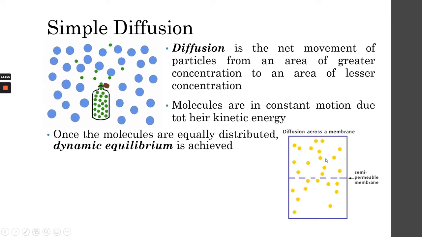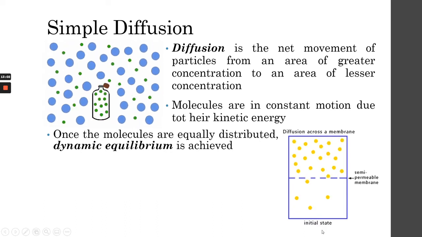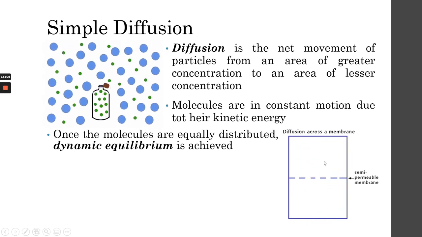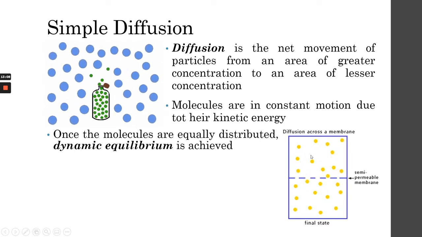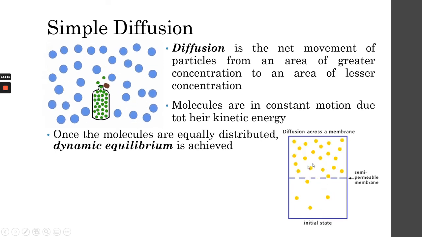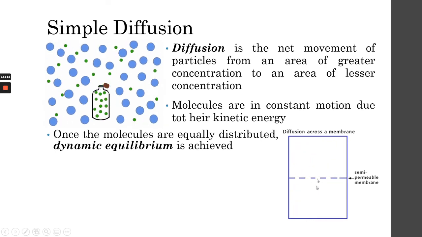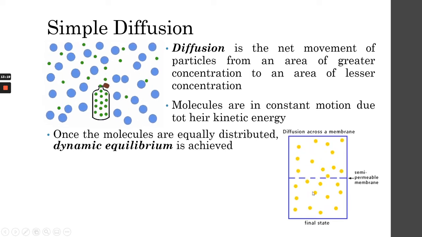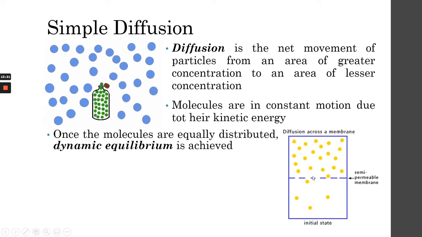Again, this is the time where it is already equal, so you can see here they're already at their final state. For example, we have 10 solutes here and then we have 10 solutes here. So what is happening is there is a continuous exchange of solute particles. And even though they're moving, the net flow is zero.